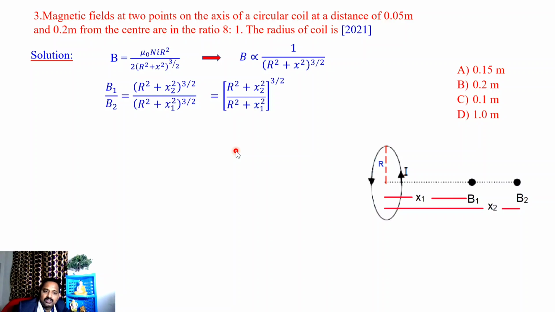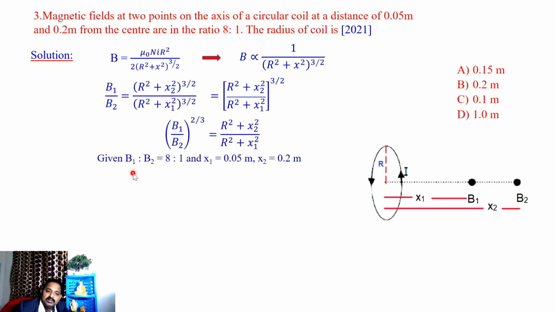Here I multiply with 2 by 3 on both sides, with powers 2 by 3. Then what did I get? I got (B1 by B2) whole power 2 by 3 is equal to (r square plus x2 square) by (r square plus x1 square). So my dear student, here they have given B1 is to B2 is equal to 8 is to 1, and x1 is equal to 0.05 meter, x2 is equal to 0.2 meter. I will substitute this in the above equation.